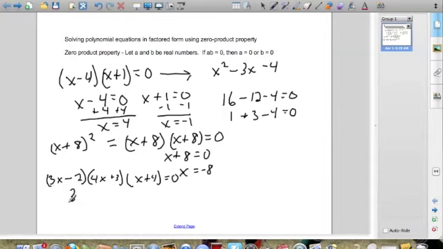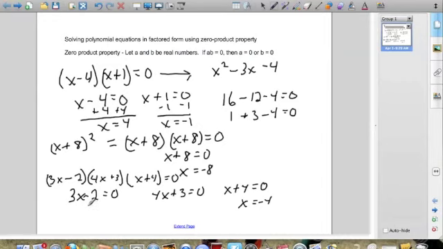Now, same case here. We take each one of these. We go 3x minus 2 is equal to 0. We go 4x plus 3 is equal to 0. And we have x plus 4 is equal to 0. I'm going to do the easiest one first. This one's going to be x is equal to negative 4.